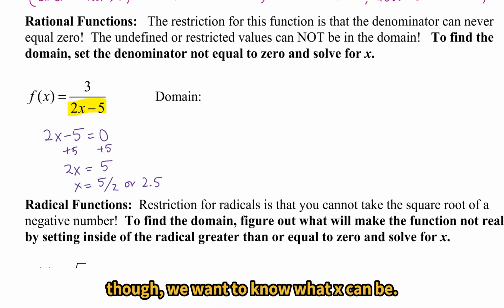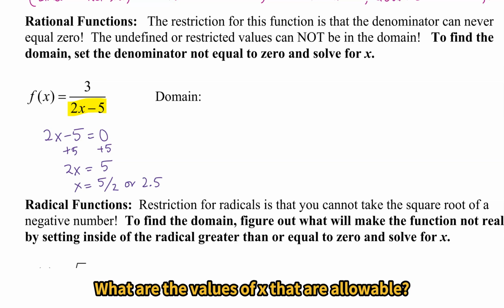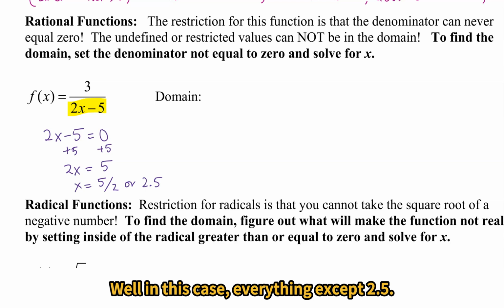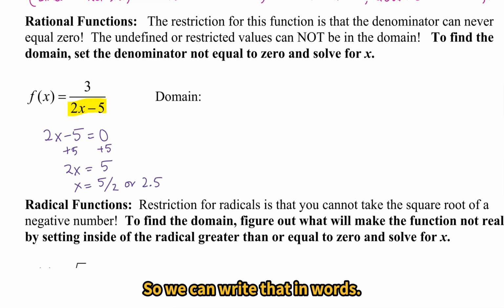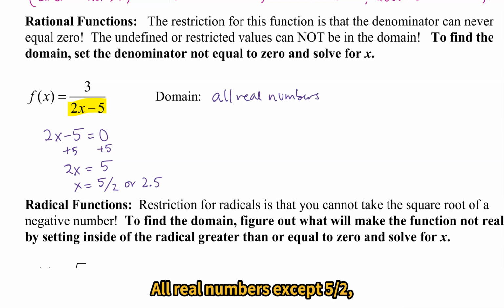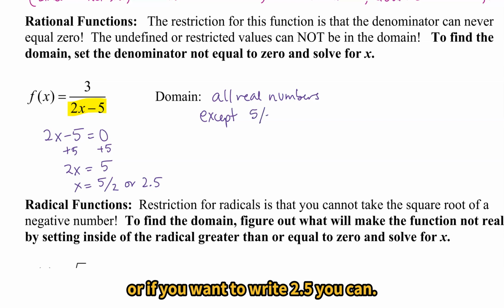For domains, though, we want to know what x can be. What are the values of x that are allowable? Well, in this case, everything except 2.5. So we can write that in words. All real numbers except 5/2, or if you want to write 2.5, you can, whichever form you're happy with.